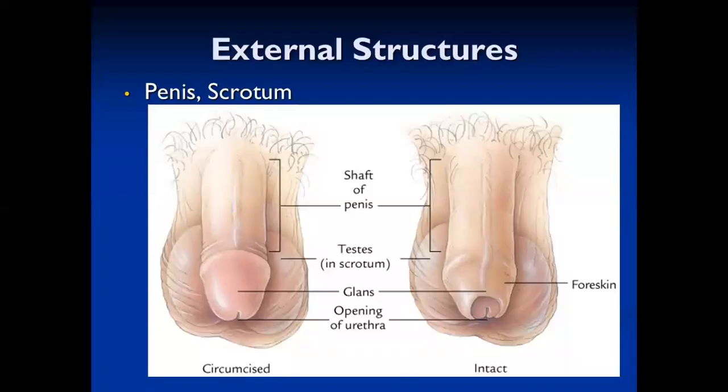Externally, you get to see these structures in the male reproductive system. Shown here is the glans of the penis, and on the tip of the glans is a meatus, or an opening, which is connected to the urethra. This is where the urine or the semen passes through. And the glans penis is connected to the body. It has a body which we call the shaft.